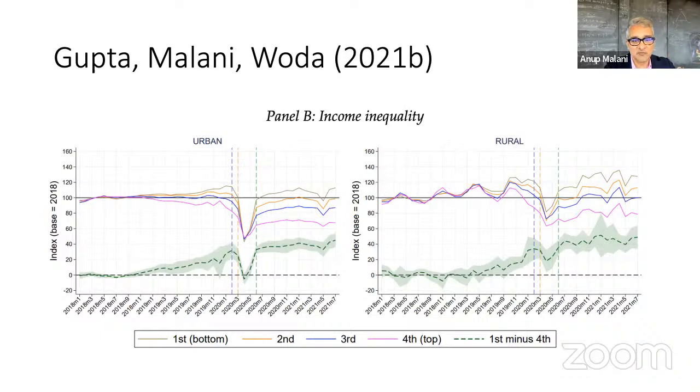So this is just a figure that focuses in on the income inequality and shows that there's a change starting even before the pandemic. Let me stop with that. I feel like I've taken up more than my time, but I look forward to hearing from the authors.